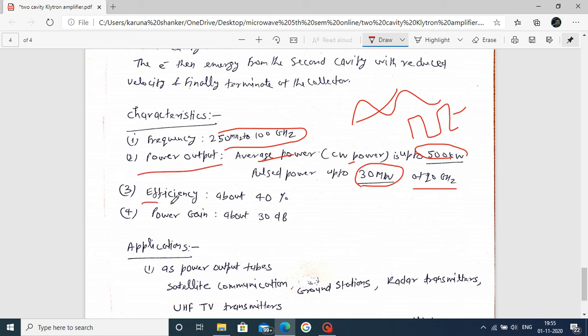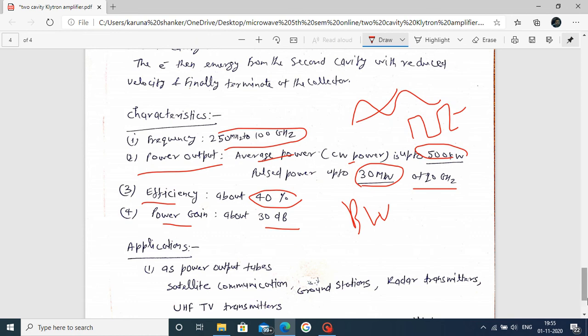The characteristic, the efficiency: the two cavity klystron efficiency is near 40%, and the power gain we obtain is 30 dB. These are the characteristics. Also, for bandwidth, see some books. Bandwidth relation, the range of bandwidth you see. Just focus on these 4 points, very important.